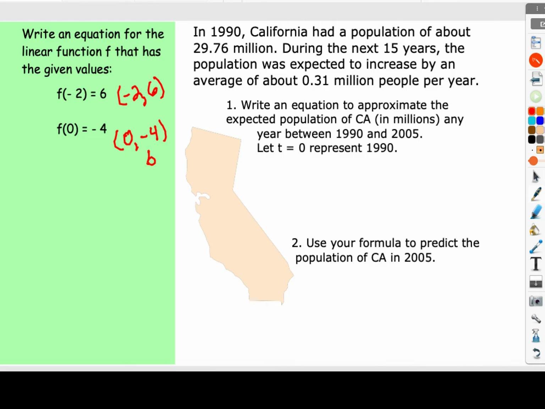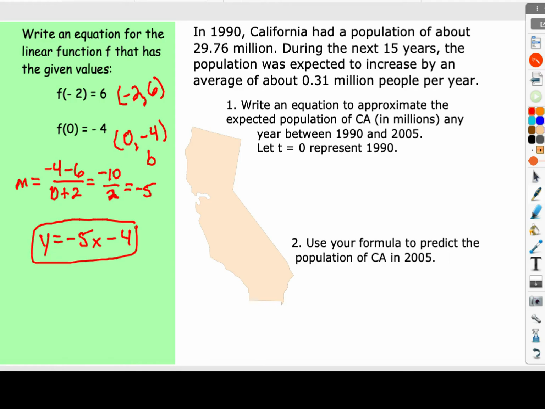Now the one thing they didn't give me was the slope. But remember, we know how to find that. Remember that m equals y minus y over x minus x, so why don't we do -4 minus 6 divided by 0 minus -2. So that's going to be a plus 2, makes -10 over 2, and -10 divided by 2 would be -5. So now I can say y equals my slope times x, and again b is -4, so plus -4, or minus 4, and I've got an equation that should work.